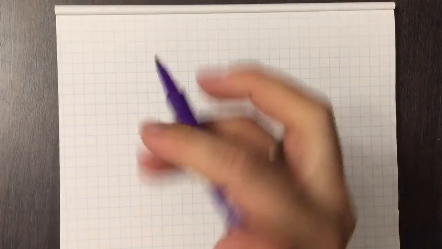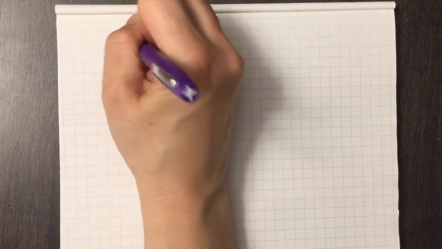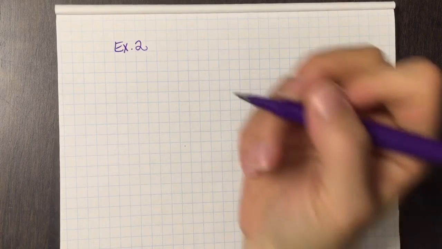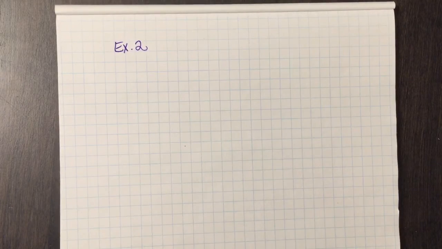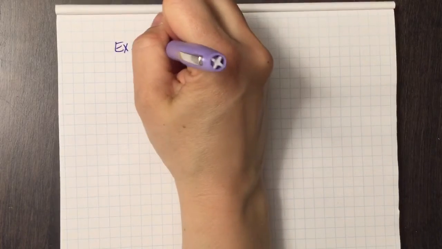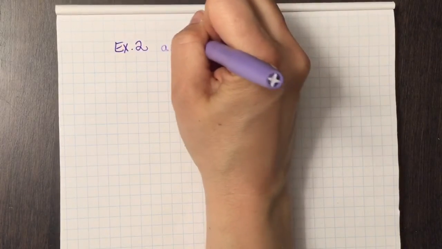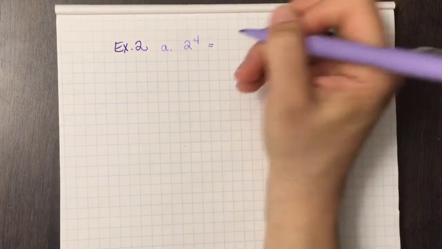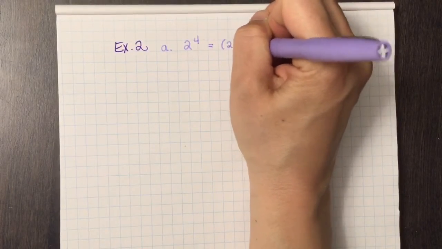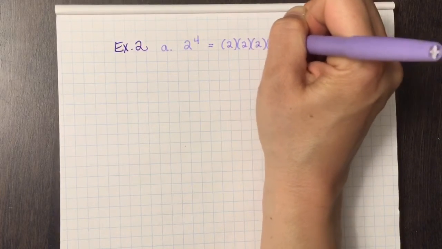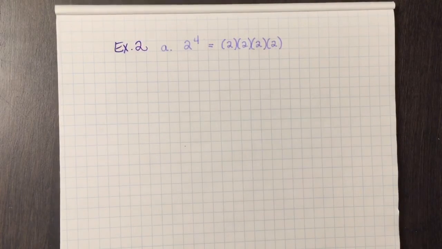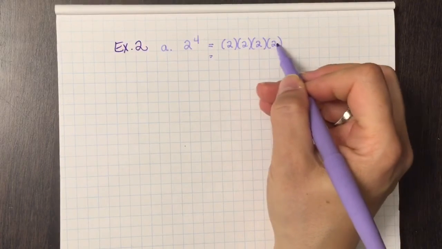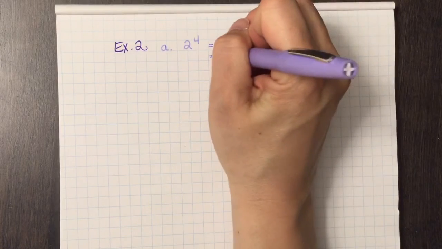Okay, example number 2. It says write as repeated multiplication and in standard form. So the first one says 2 to the 4th. Repeated multiplication just means writing out all the 2's. So 1, 2, 3, 4. And standard form means saying what the product is. So 2 times 2 times 2 times 2 gives us 16.